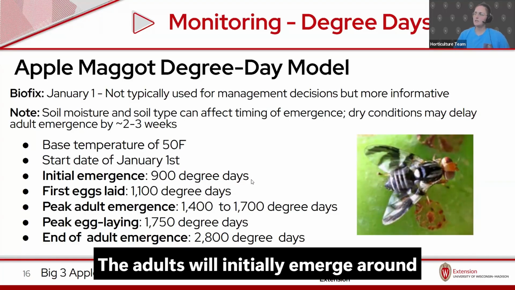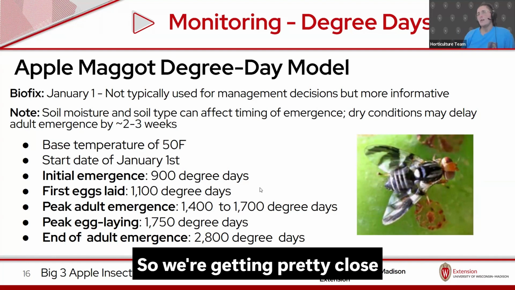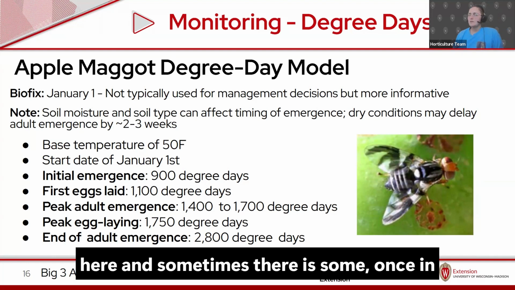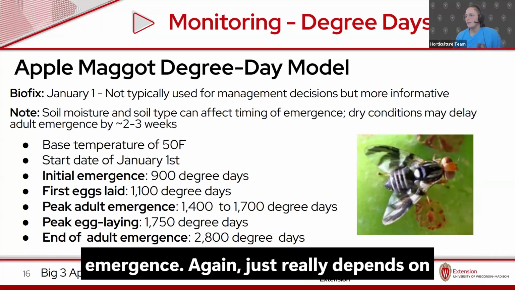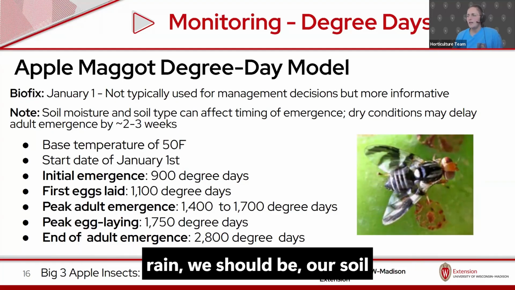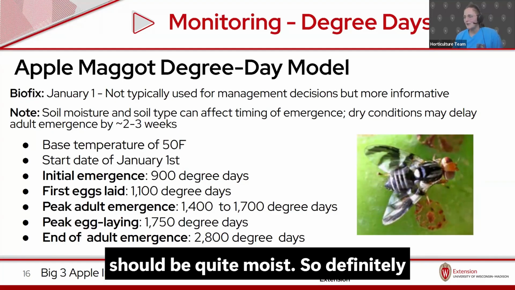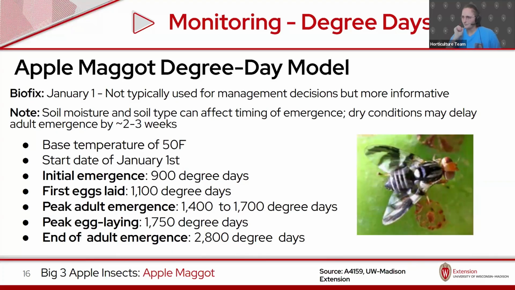So the adults will initially emerge around 900 degree days from January 1st. We're getting pretty close here, and once in a while there will be some early emergence. Again, it really depends on that soil moisture. After this heavy rain, our soil should be quite moist, so definitely not in a dry period anymore, at least.